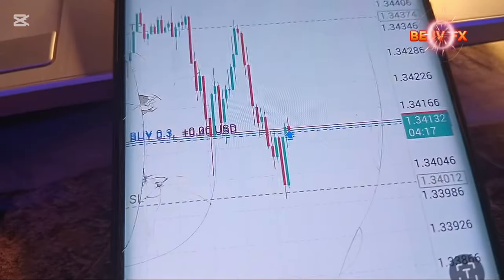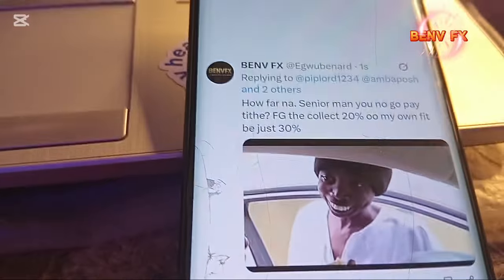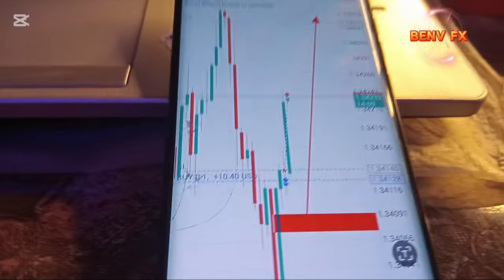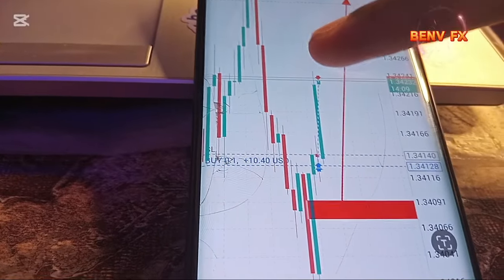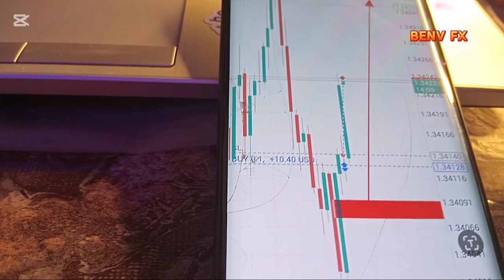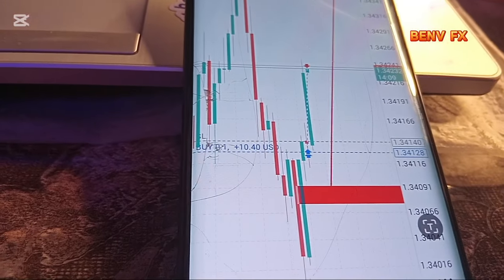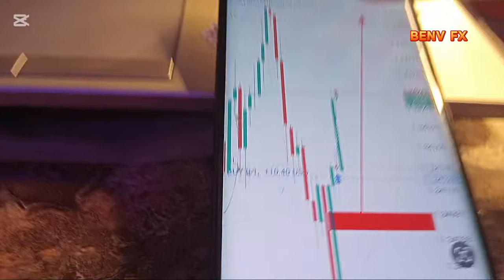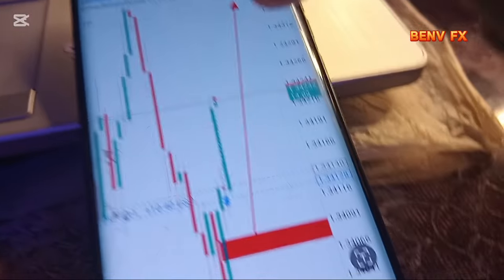As I showed them, this is where we entered from, as you can see. So immediately after my TP1, I put the remaining one on break even, expecting it to reach TP2 at the top here, as you can see, but the market consolidated.